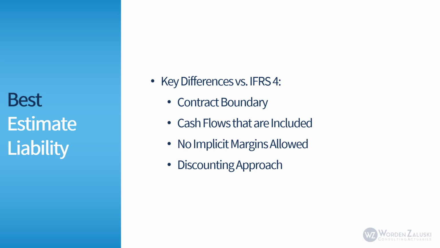The actuary would have to use a best estimate assumption with no implied margin, so they might use 63% of that table for the best estimate of that mortality assumption. And finally, the discounting approach is a very big difference between IFRS 17 and IFRS 4. And we'll cover that in a different video on discounting for life or P&C companies.